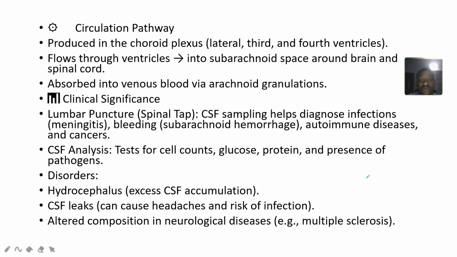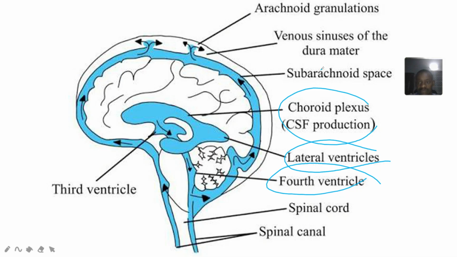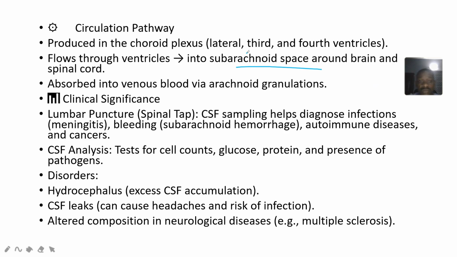It's produced in the choroid plexus. It flows through the ventricles, the lateral, the third, the fourth, into the subarachnoid space around the brain and the spinal cord. This is it, the subarachnoid space. So it's absorbed into venous blood via the arachnoid granulations.